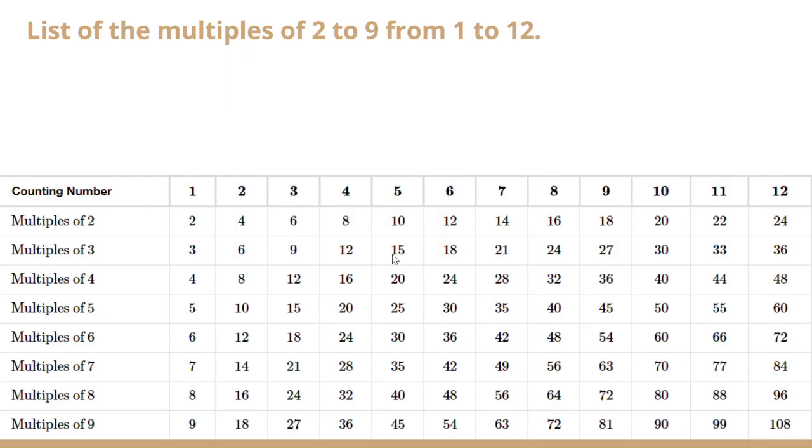And here is the list of the multiples 2 to 9 from 1 to 12. You can just remember this. It's like 1 times 2 is 2, 2 times 2 is 4, 3 times 3 is 9, 3 times 2 is 6, 4 times 4 is 16, 20, 24, just you can remember this.